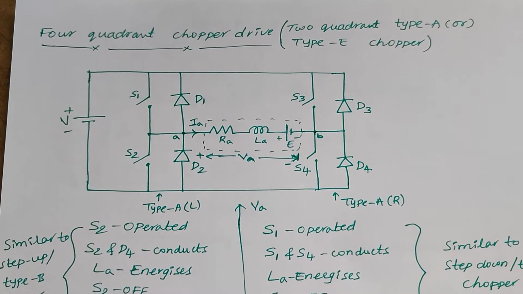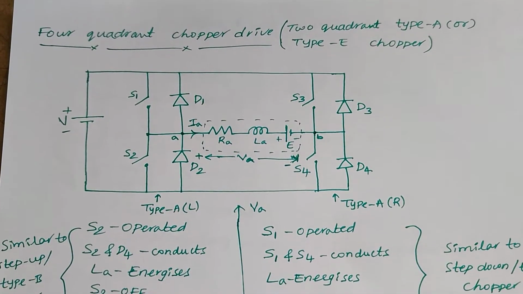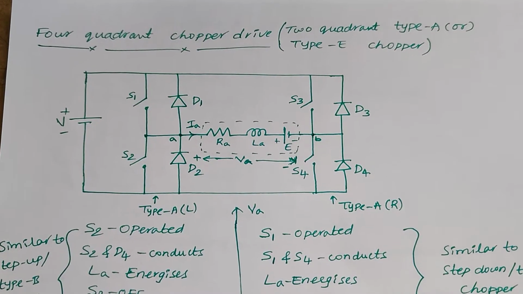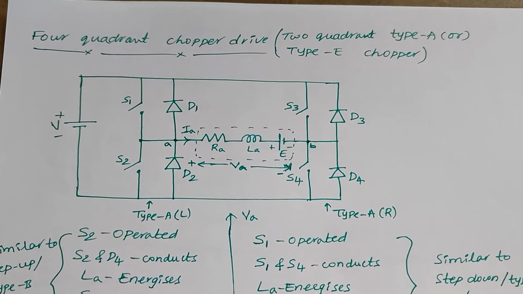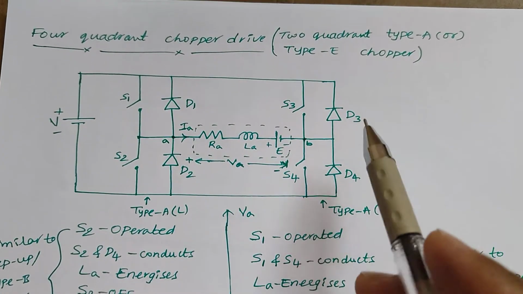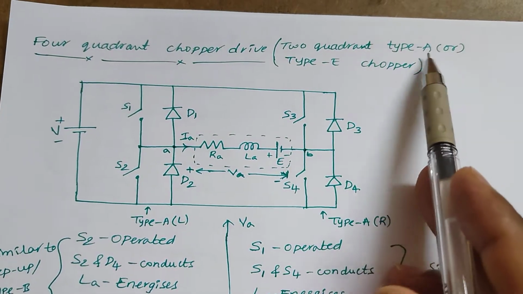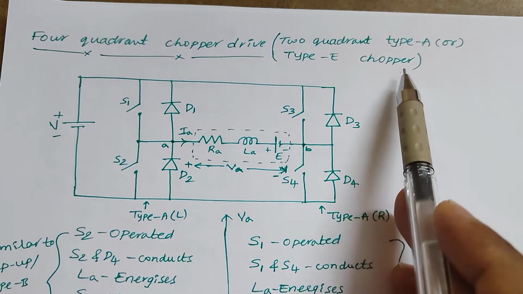Hi everyone. In the last session we have seen two quadrant chopper fed DC drives. In today's session we will see the four quadrant chopper fed DC drives. It is also called a two quadrant type A chopper or type P chopper.